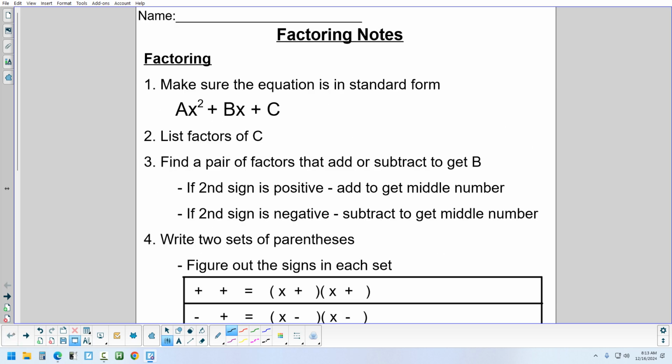And the next thing you want to try to figure out is write down a list of all the things that multiply to give you the number at the end. Like when we did that example H on the coloring activity, I think the number at the end was a 6. So 3 times 2, 6 times 1. So you make a list of all the numbers that multiply to give you that.